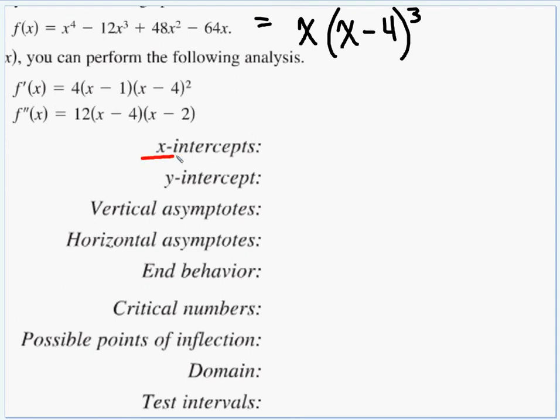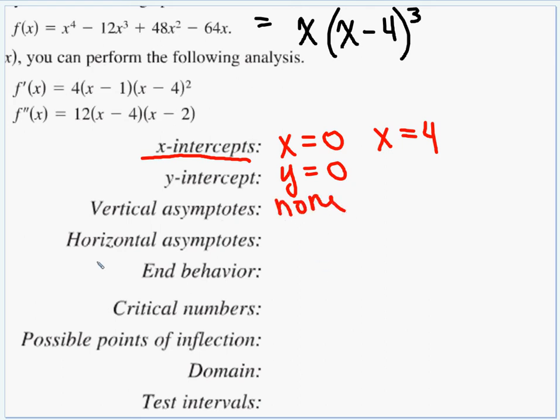All right, x-intercepts. Here's our original function factored. Set the first factor to 0, and you get x is 0. And in the parentheses, you get x is 4. Y-intercept: if we let all the x's go to zero, we get 0 times negative 4 cubed, which is y equals 0. So we've got the origin and x is 4 as a couple of points. Vertical asymptotes: there is no denominator to zero out, so there are none.